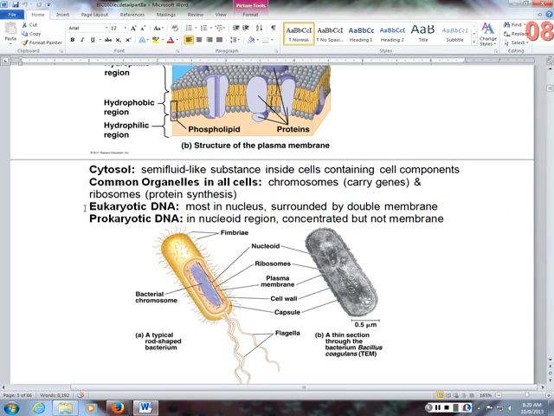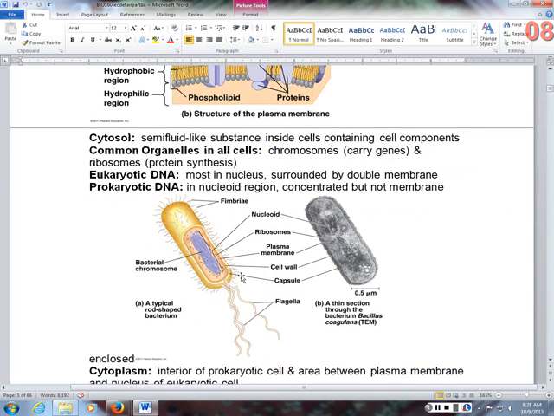The DNA is different in eukaryotic and prokaryotic cells. The eukaryotic cells are going to have most of their DNA in the nucleus, and then it gets surrounded by a double membrane. Prokaryotic cells don't have a nucleus, so instead they have all of their genetic information concentrated in a nucleoid region. So there's just no membrane around it, they just cluster it all together. So that's what you see there, your nucleoid region. It's just clustered in there, but nothing around it.